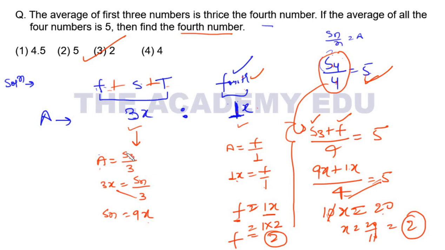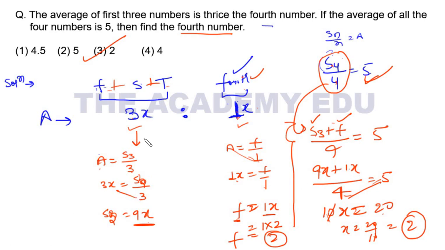From here I get it. The average of the first 3 numbers is S3 by 3. We know it is 3x, cross multiply, and you get S3 here. Sn here means S3, right? And here there is only one number, so the average is the fourth number by 1. Cross multiply, you get the fourth number 1x, and similarly put it here and you get the answer. Okay.